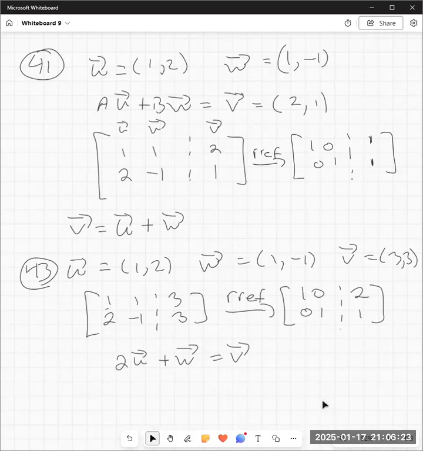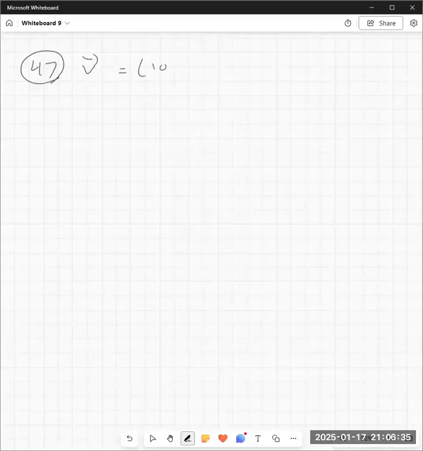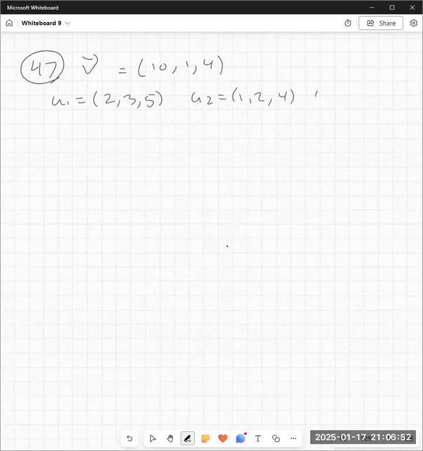Let's move on to number 47. And v is equal to (10, 1, 4). u1 is equal to (2, 3, 5). u2 is equal to (1, 2, 4). u3 is equal to (-2, 2, 3). 47 here.